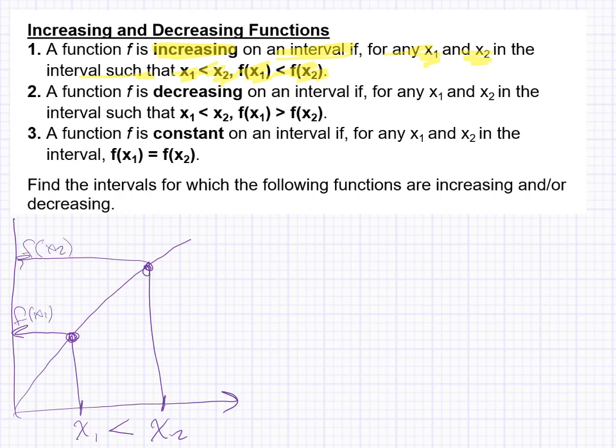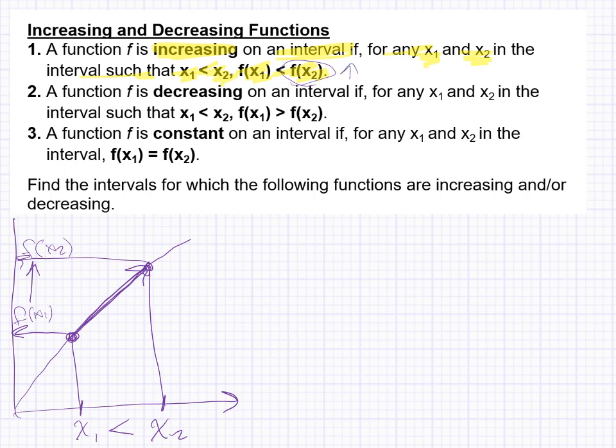Based off the fact that x2's f value is higher, the f of x2 is bigger. And so since x1 is less than x2, and f of x1 is less than f of x2, my graph is going up from left to right, and we say that it is increasing. So this definition just basically means that I'm going up from left to right.